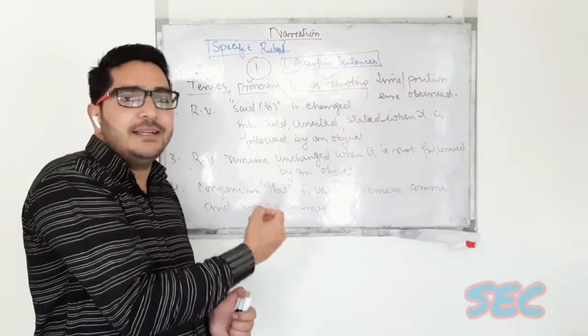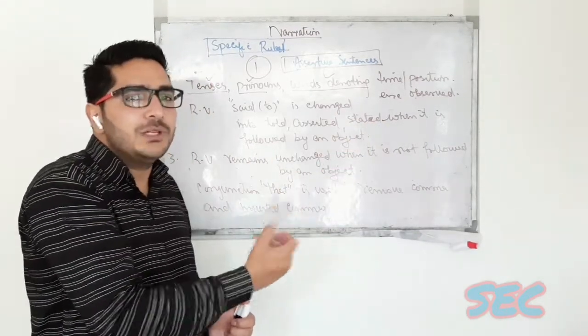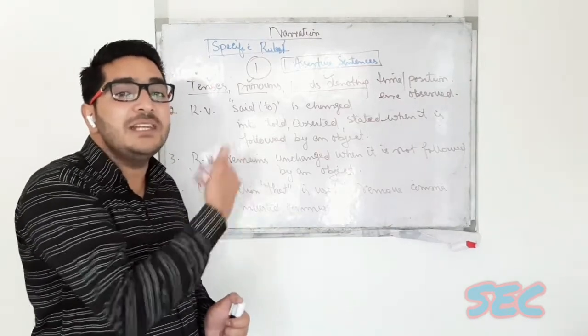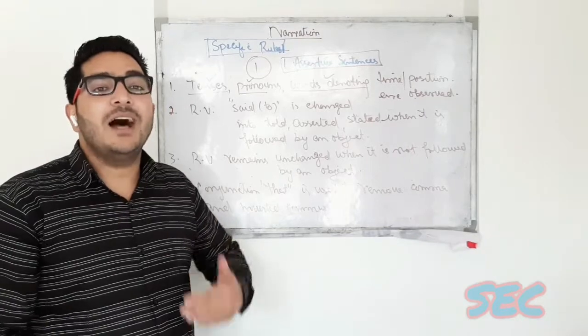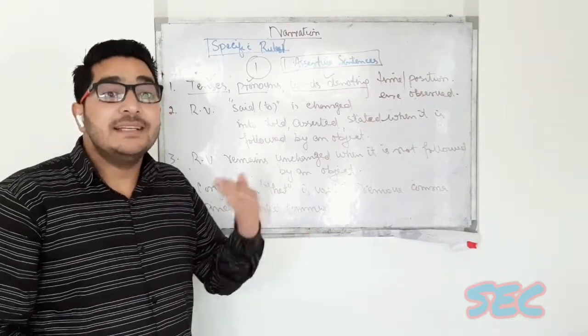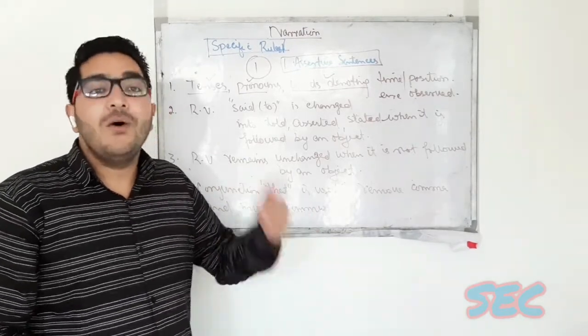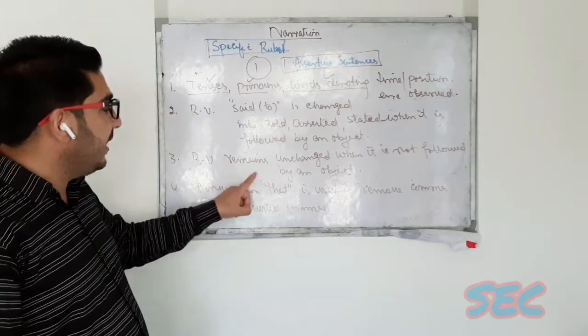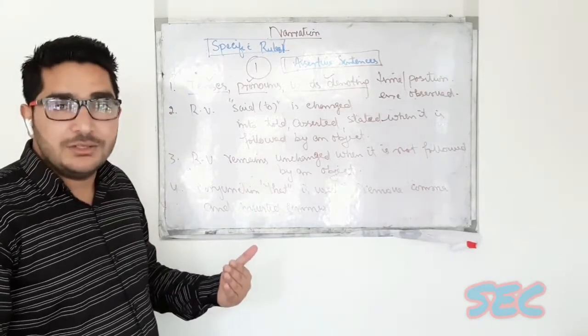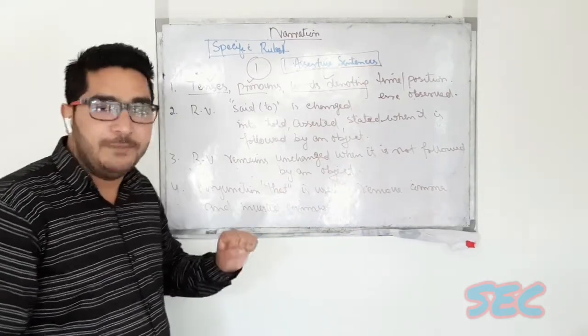Then another sentence, we write he said. No object. So we shall write he said. So that remains unchanged. Said is not changed into told when it is not followed by an object. Said is changed into told when it is followed by an object. So the third rule is, said is not changed into told when it is not followed by an object.